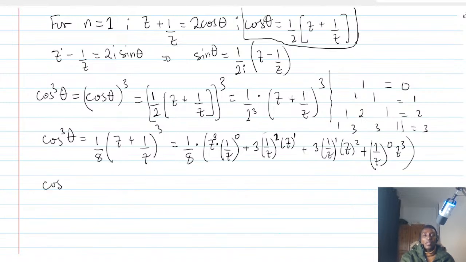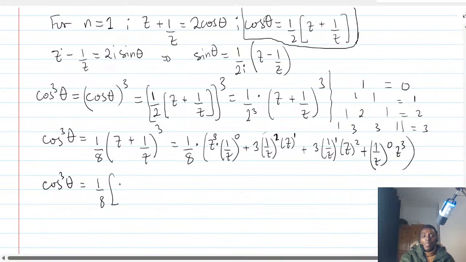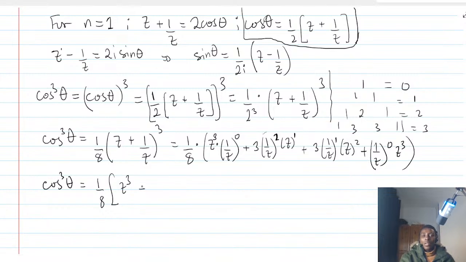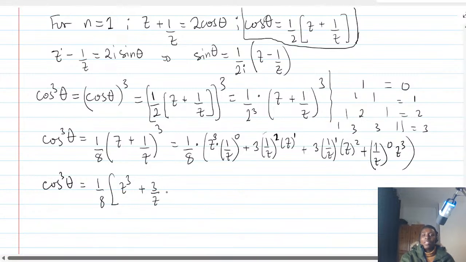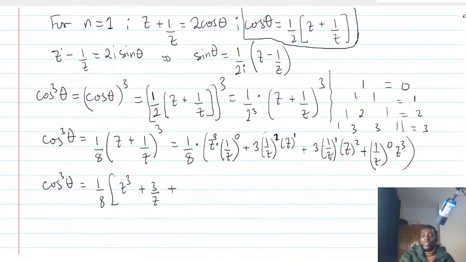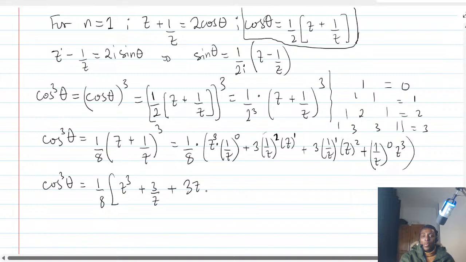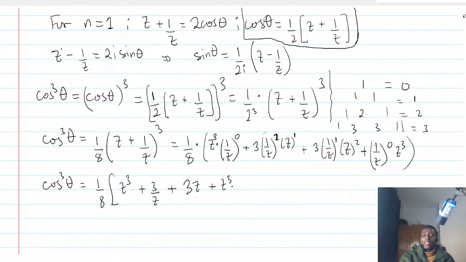So you realize that cos cube theta will be 1 over 8 multiplied by z cube plus 3 multiplied by 1 over z, which is the same as 3 over z, plus, so this one, the z will cancel one of them, so 3z, sorry, plus z cube.